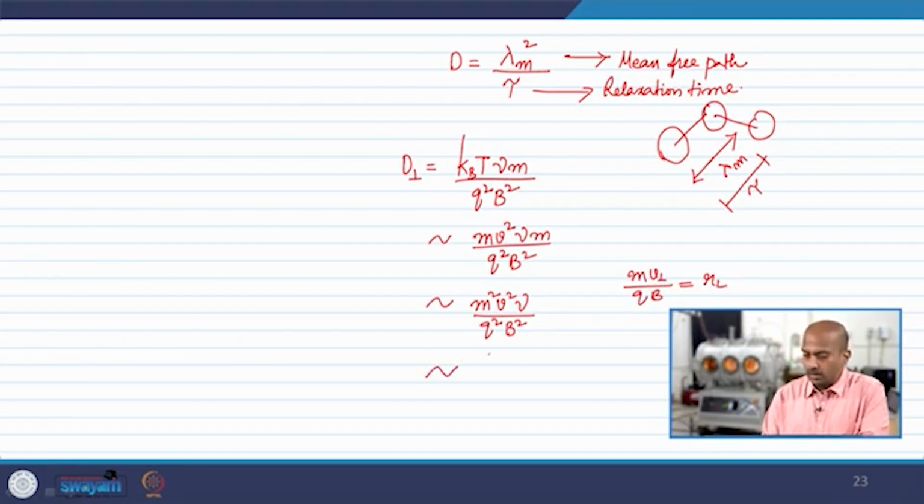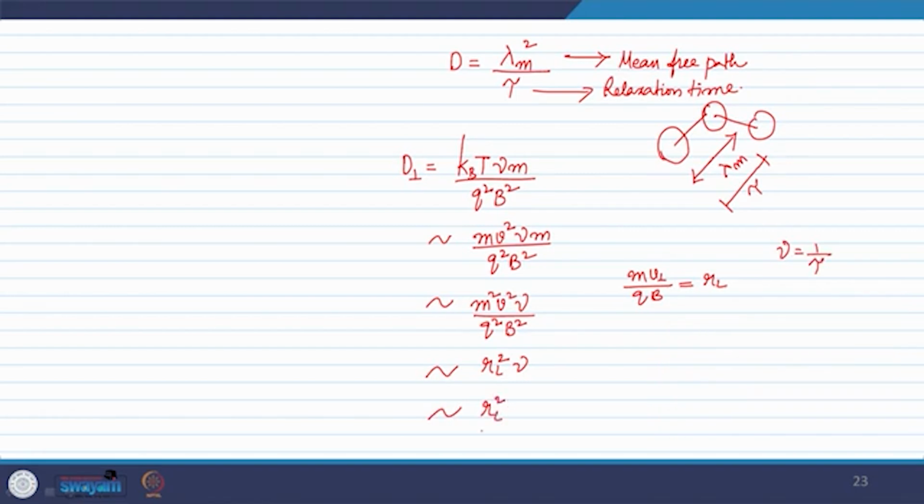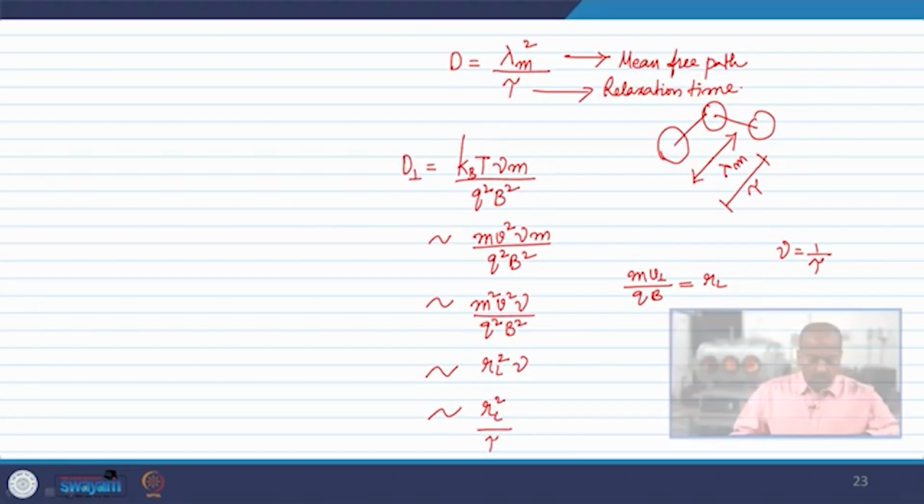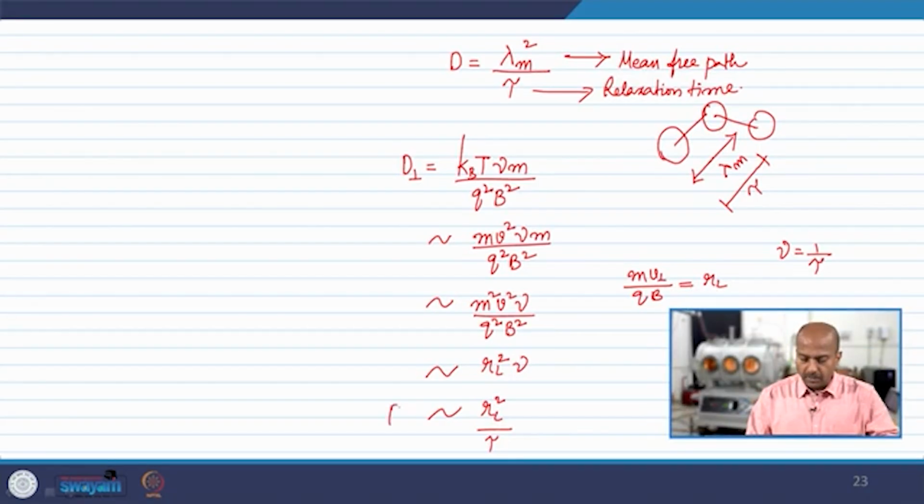So, this is like R L square nu, or nu is 1 by tau, R L square by tau, right. So, the perpendicular diffusion, or diffusion in the presence of magnetic field, can be considered as a random walk process with a step length of R L. Every time the particle suffers a collision, or before that, the particle is moving as if it is exhibiting a random walk process.